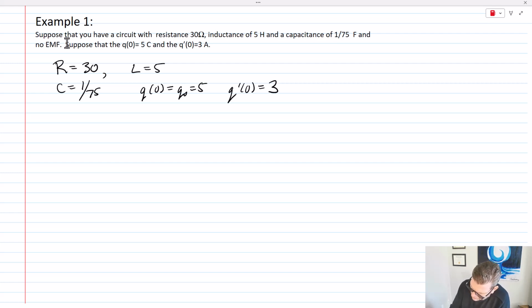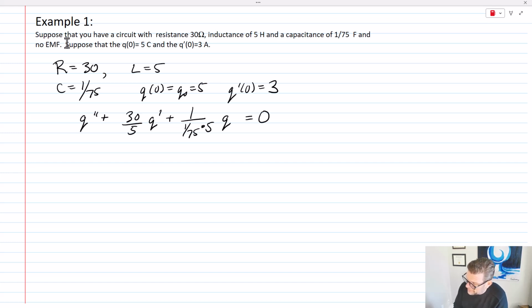So we'll set up our differential equation, and that gives me Q double prime plus 30/5 Q prime plus 1 over (1/75 times 5) Q equals 0, because we have no EMF. A little bit of algebra gives us that Q double prime plus 6Q prime plus 15Q will then equal 0.